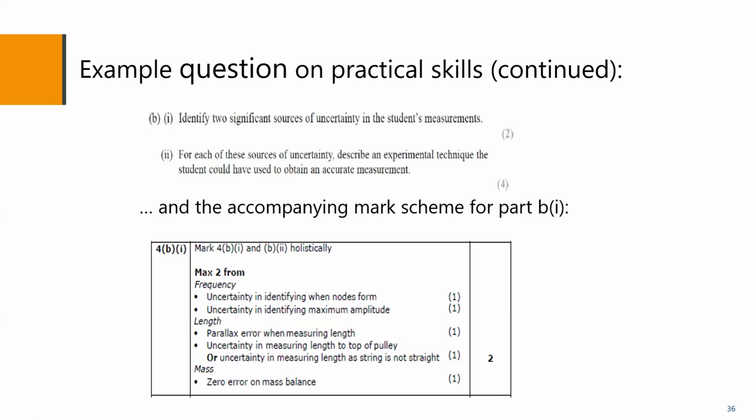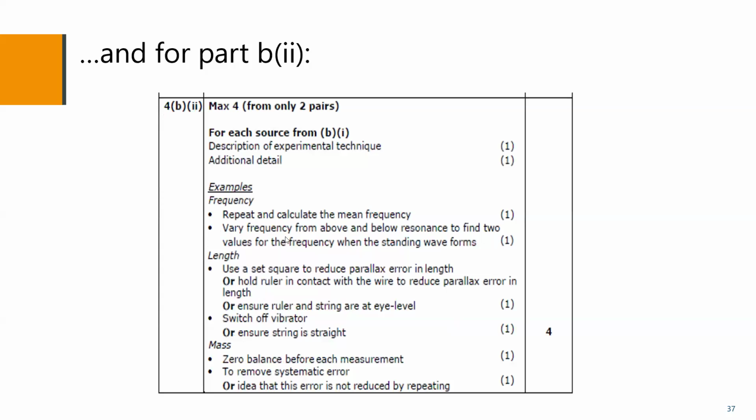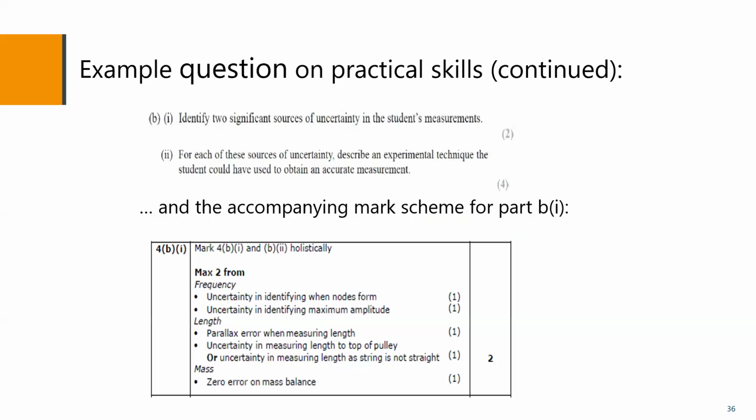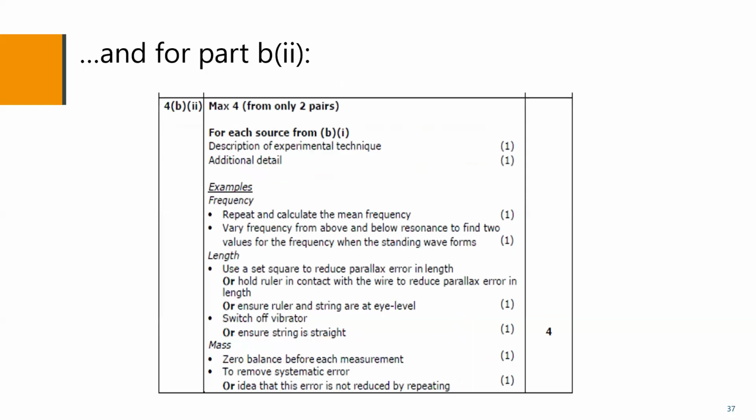And a bit more of the question: identify 2 significant sources of uncertainty in the student's measurements. And for each of these sources of uncertainty, describe an experimental technique the student could have used to obtain an accurate measurement. And then there's the mark scheme for that part of the question too. And you can see you can get a maximum of 2 marks for many of the possible 5 alternatives shown there in the mark scheme. And for part B2, all of these possibilities. Remember, part B2 was for each of these sources, describe an experimental technique the student could have used. So these relate, depending on what sources of error they said, there are other possible exam answers of how they might have improved the accuracy of that.